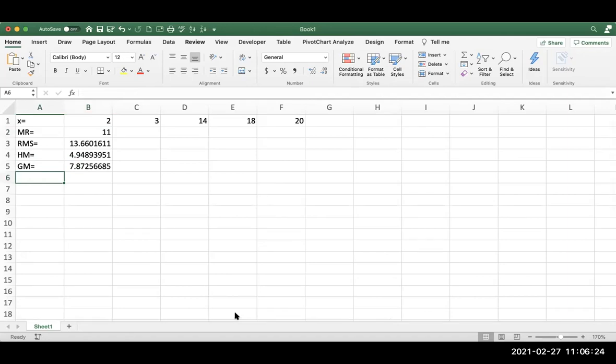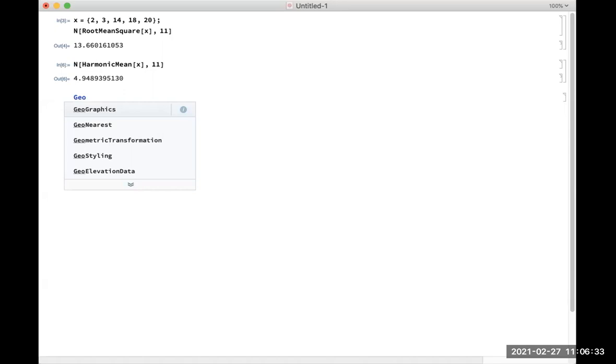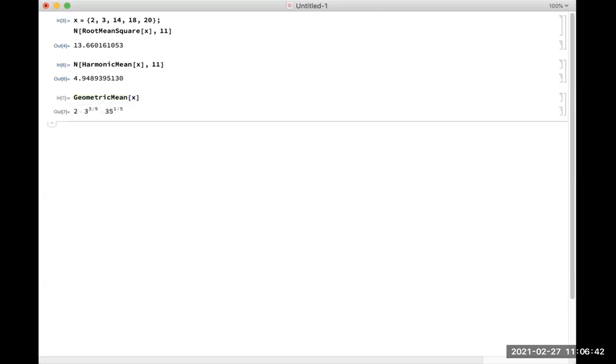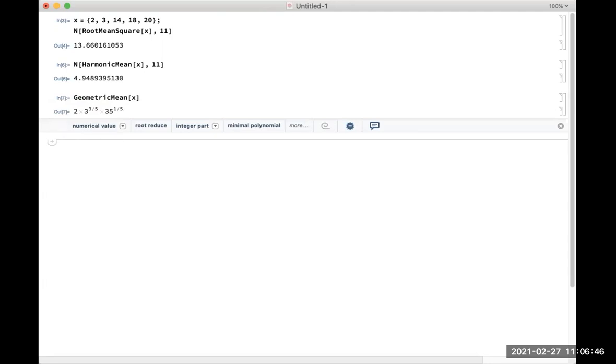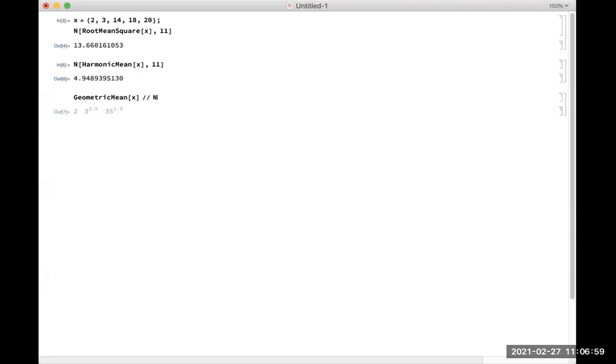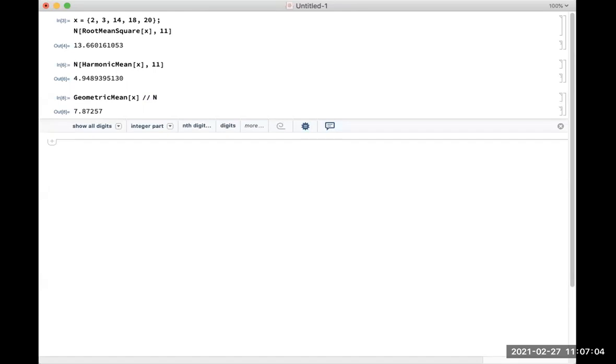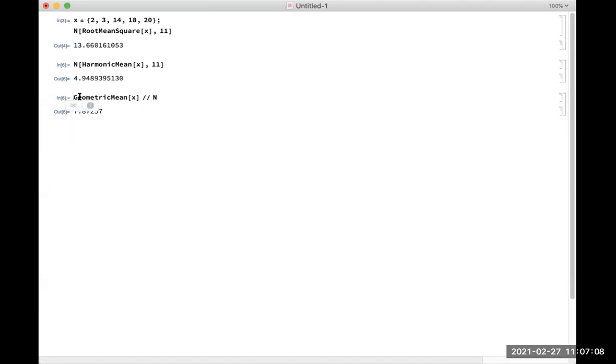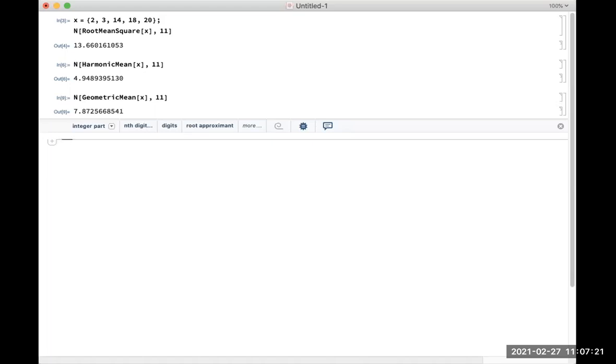Okay, so let me go to Mathematica. So I want the geometric mean of my data: 2 times the fifth root of 3, times the fifth root of 3 times 35. And so let me look at this numerically, 7.87257, or I can actually do it this way, numerically to, let's say, 11 places: 7.8725668541. And so that's my geometric mean.